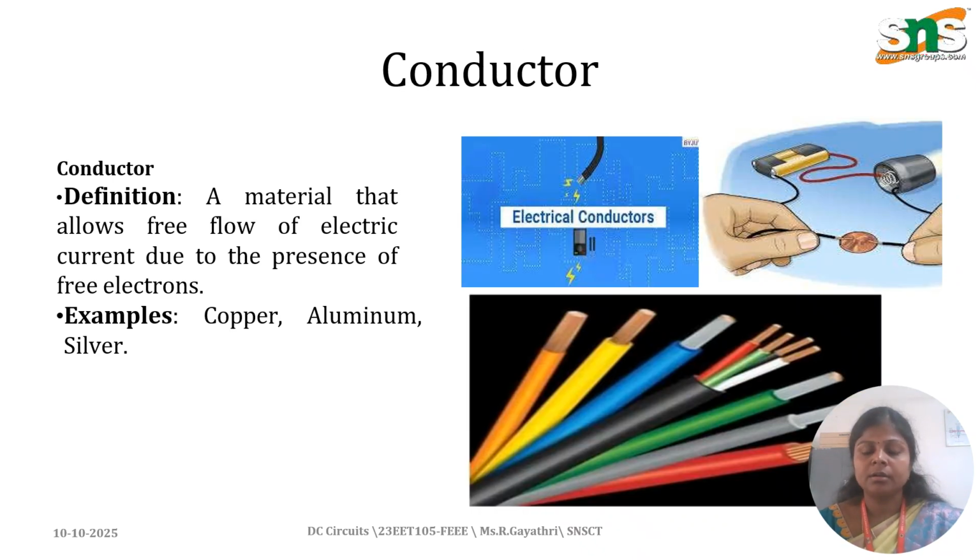First, the conductor. The conductor, as we know, will conduct. That means it allows the flow of electrons, or the flow of current passes through that particular metal. For example, we can narrate the conductor with the help of aluminium, copper, or silver.